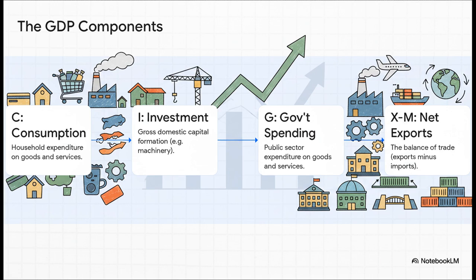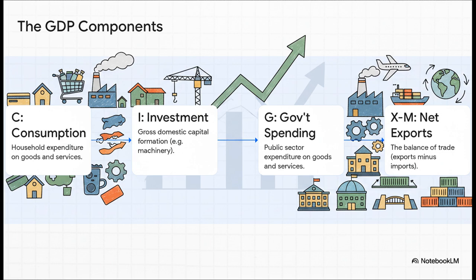First, you've got C for consumption. This is the big one, the real engine. It's you, me, all of us, buying everything from our morning coffee to a new car. Then there's I for investment. Now, this isn't stocks and bonds. This is businesses spending money on stuff to make more stuff. Think new machinery, buildings, and software.